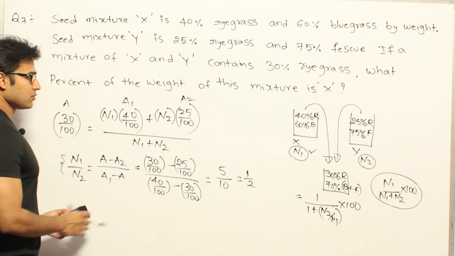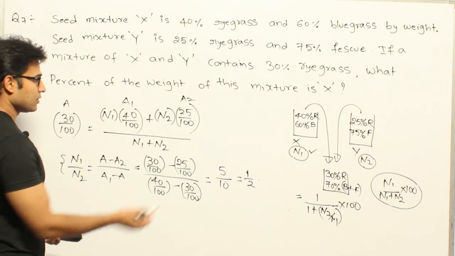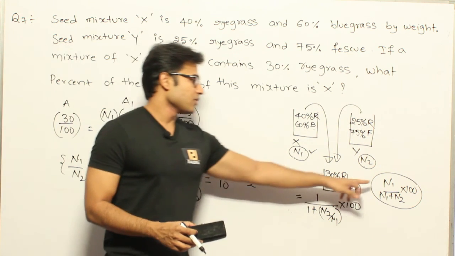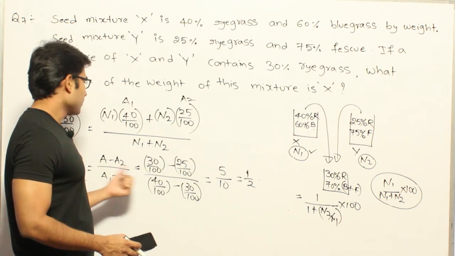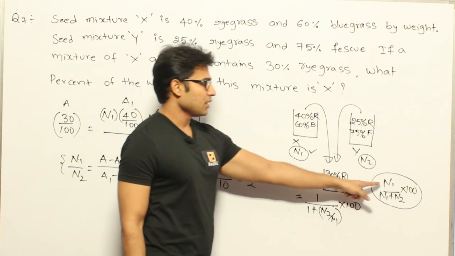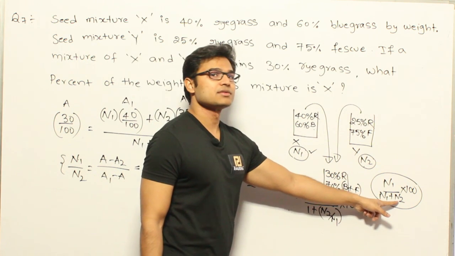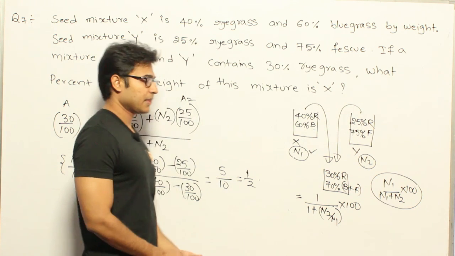If you want to do it the other way, it will be n1 divided by n1 plus n2, into 100. There you can assume that n1 is x, then n2 will be 2x. Now if you substitute here, x by x plus 2x, into 100, here also you are going to get 100 by 3. Got it? Okay.